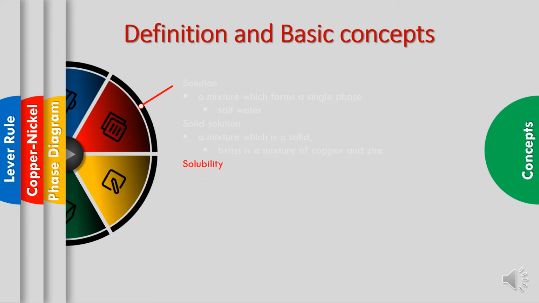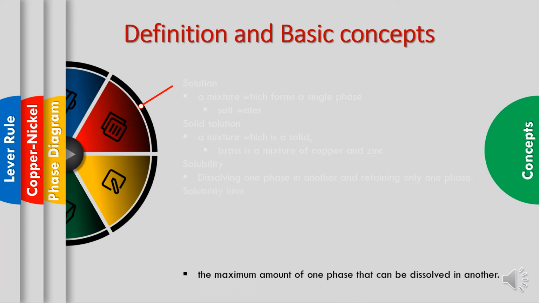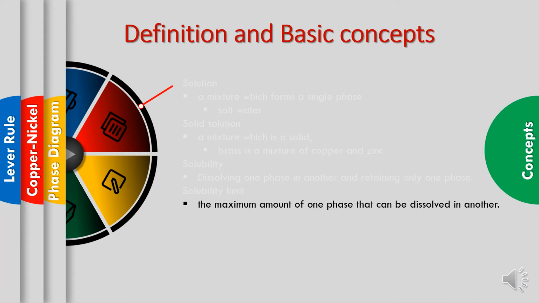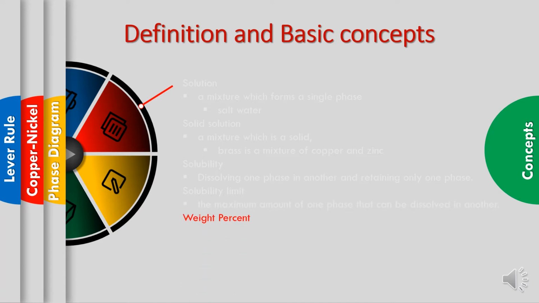And then solubility, we have dissolving one phase in another and retaining only one phase. And then we have a solubility limit, the maximum amount of one phase that can be dissolved in another. And finally, we have a weight percent, which is a usual measure of phase.